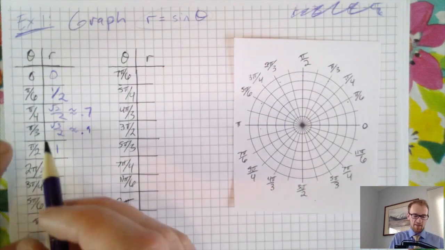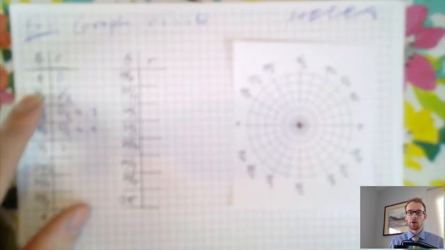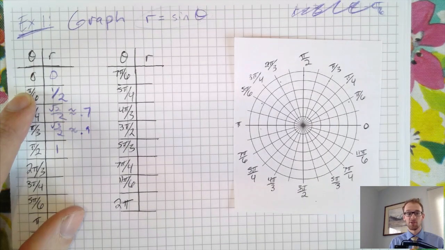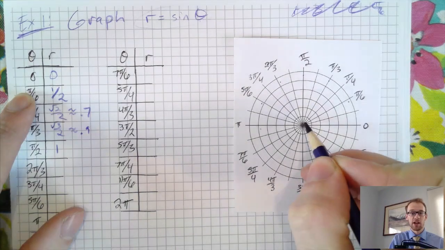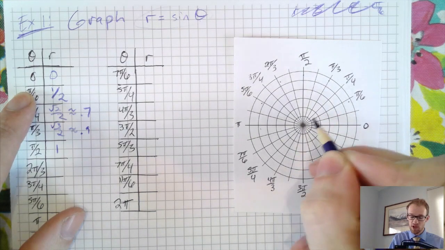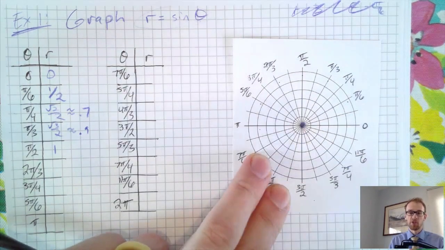So I have a theta of 0 and a radius of 0. What point is that on my polar grid? Well, just like with rectangular coordinates, 0, 0 is right there at the origin. I am 0 degrees from the x-axis, and I have a radius of 0 units away from the origin. So the origin, that point, is on my graph.